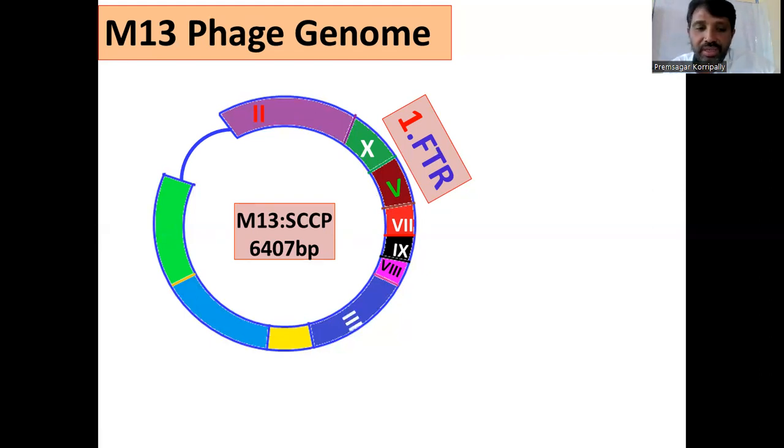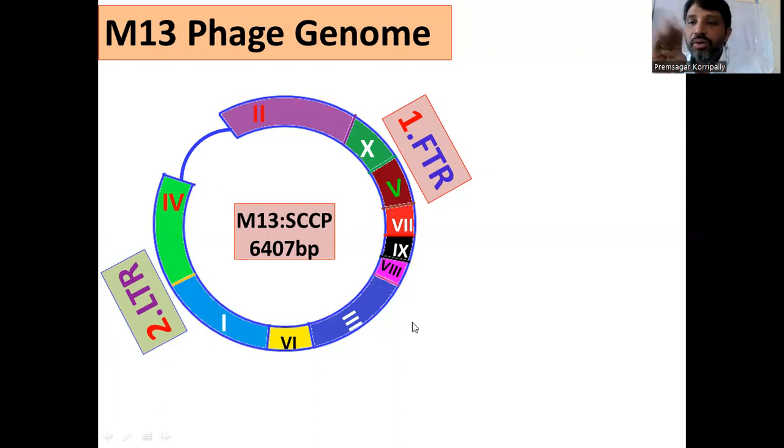There is a second unit called the less transcribed region, LTR. Under LTR, there are 4 genes: gene 3, gene 6, gene 1, and gene 4. Gene 3 encodes the adsorption protein, and gene 6 encodes a minor capsid protein. Gene 1 and gene 4 are required for the morphogenesis and assembly of the phage.